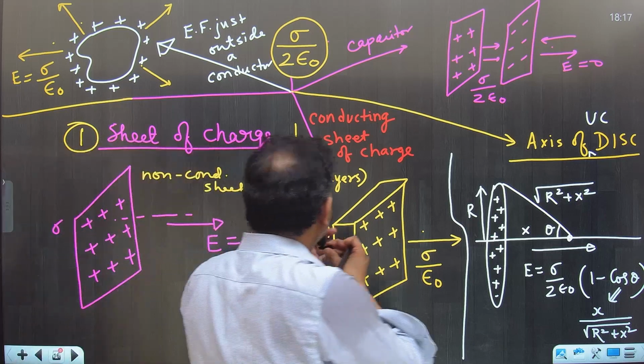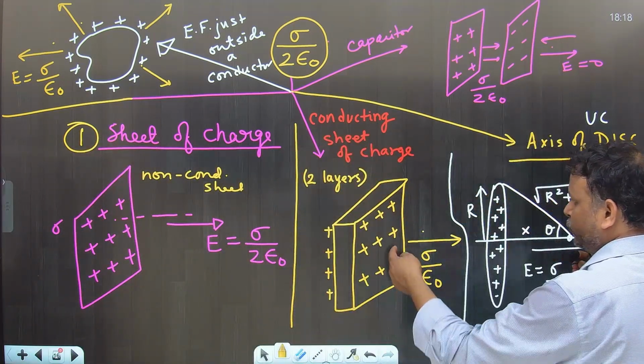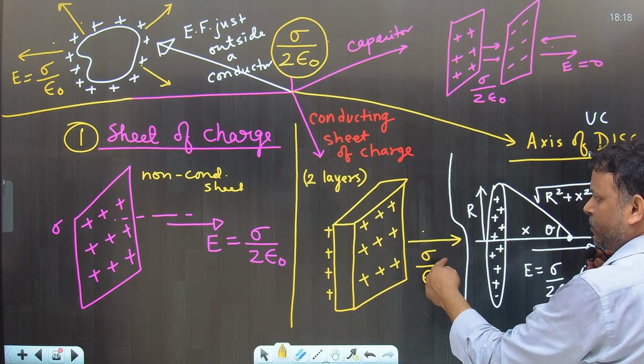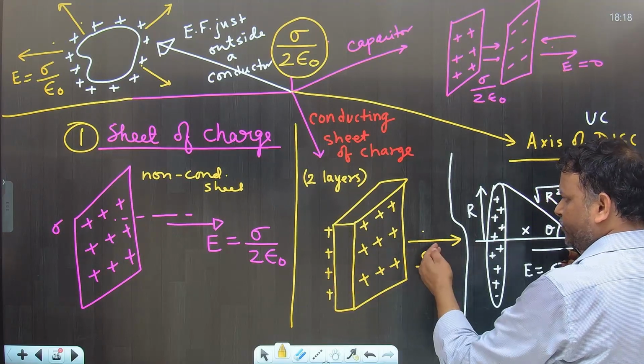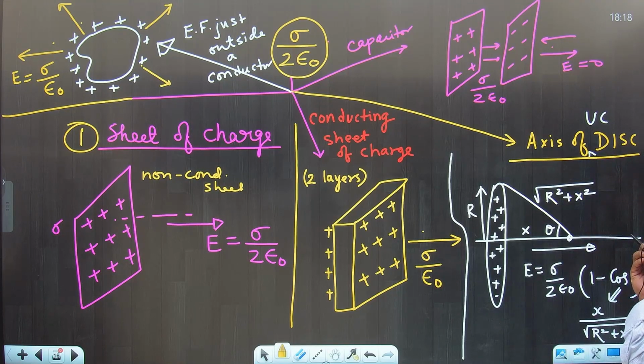You can say there is a conducting sheet of charge. Obviously there will be two layers. Due to the first layer, electric field is sigma by 2 epsilon. Due to this layer is sigma by 2 epsilon. They will sum up and give you sigma by epsilon, right?